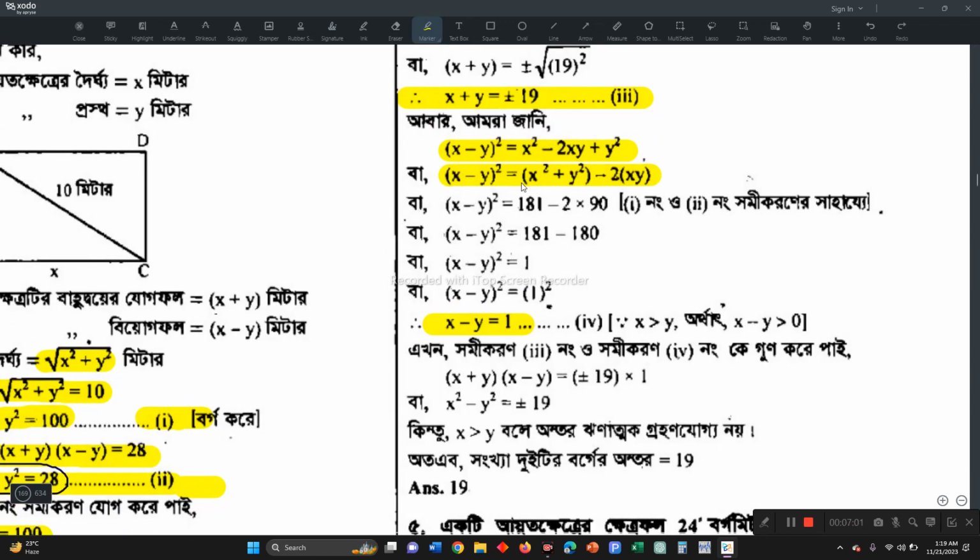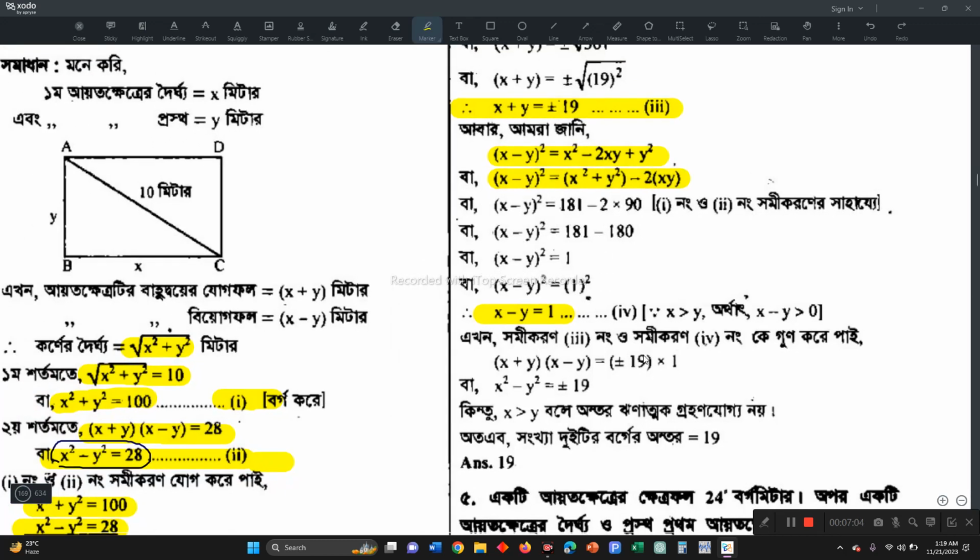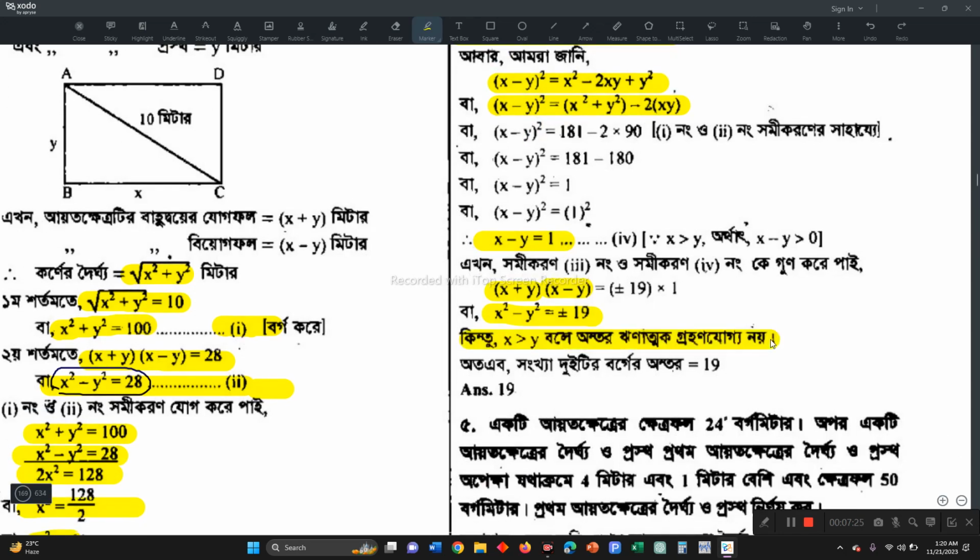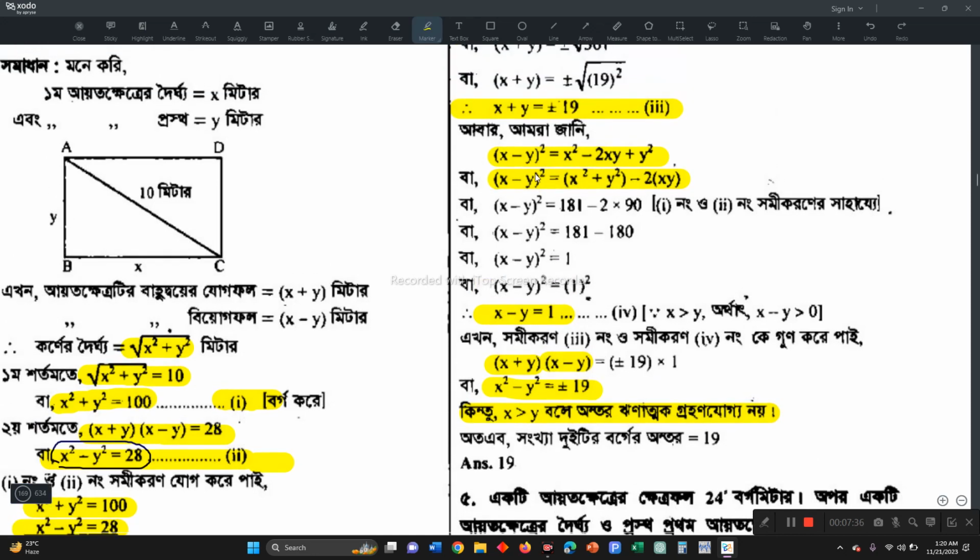Now, what do we have to write? According to the question, as we need the value of x square minus y square, we can say that x square minus y square is equal to x plus y into x minus y. But x plus y into x minus y cannot be negative, as x minus y indicates the difference of two numbers, and this is positive. So the multiplication of x plus y and x minus y cannot be negative.